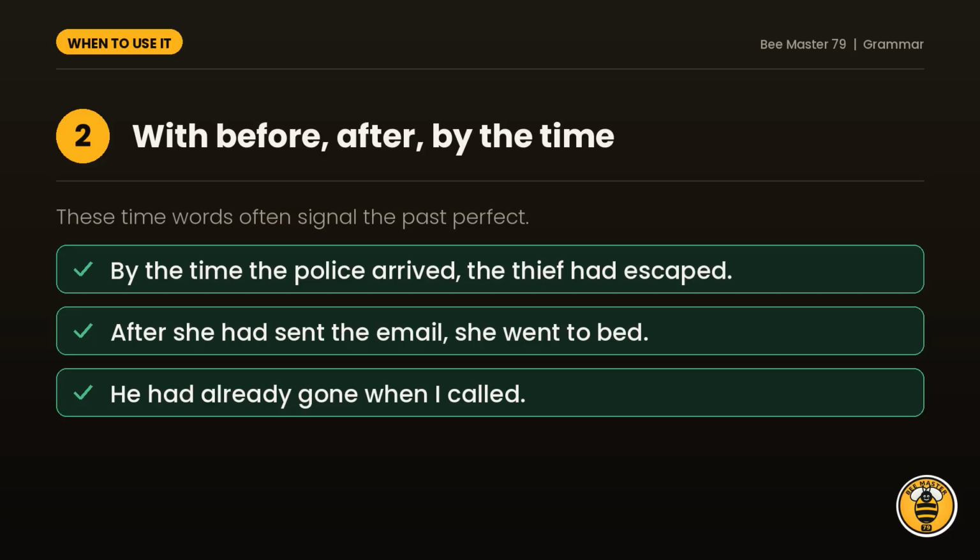Number 2. With time expressions such as before, after, by the time, and when. By the time the police arrived, the thief had escaped. After she had sent the email, she went to bed. A useful note here, with before and after, the order is already clear from the time word, so the past simple is also correct. With by the time, the past perfect is much more natural.